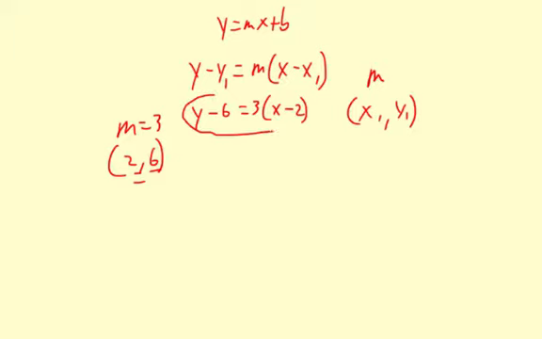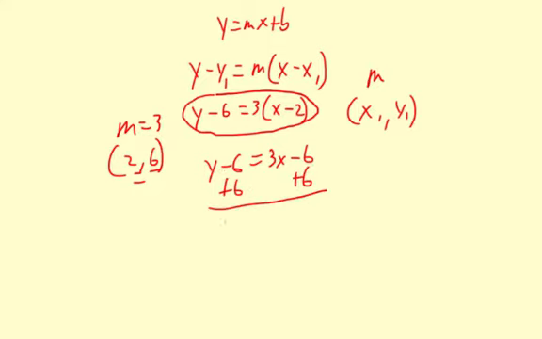This is a perfectly valid linear equation. You're already done. However, most of us are not comfortable with an equation in this form. So what you can do is you can simplify a little bit. What I'm going to do is distribute the 3 on the right, so it'll be 3 times x, and then 3 times negative 2 is minus 6. Then add 6 to both sides. Y equals 3x, and then minus 6 plus 6 makes 0, so just 3x.